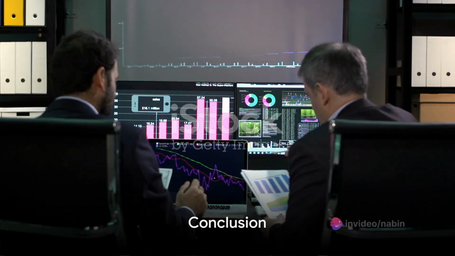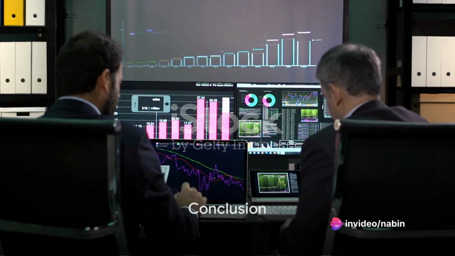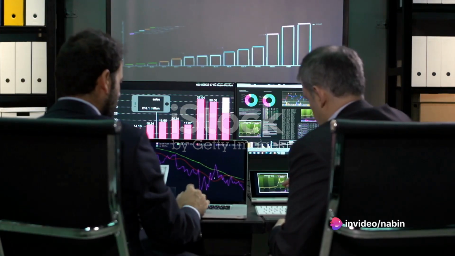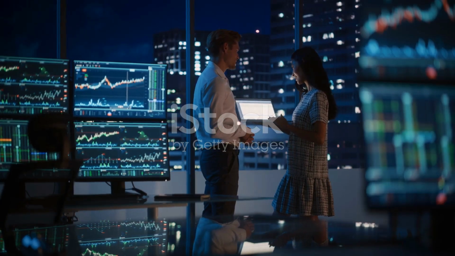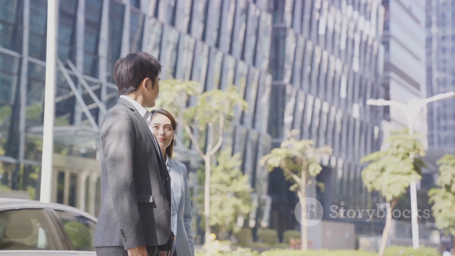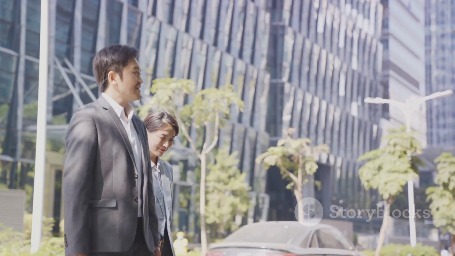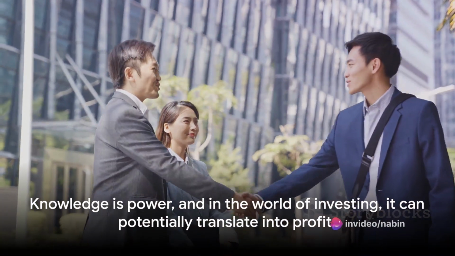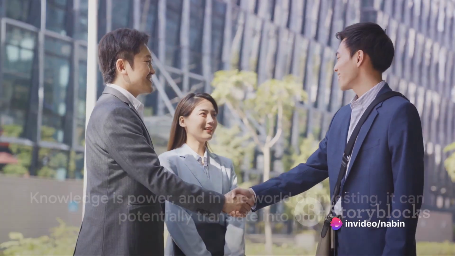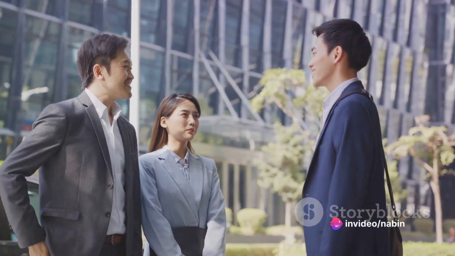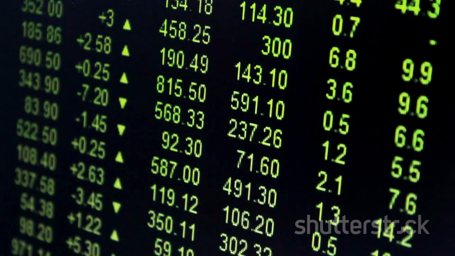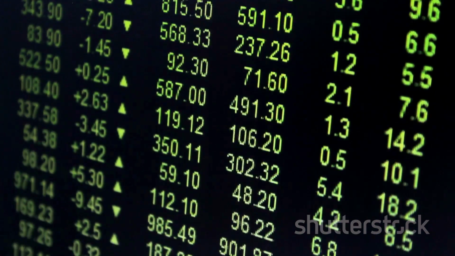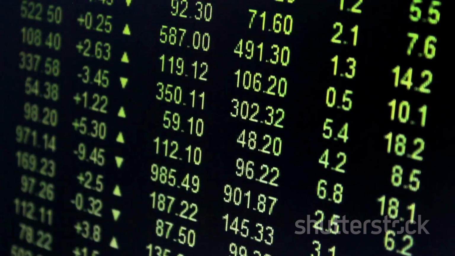In summary, knowing these parameters and their significance can equip you with the necessary tools to navigate the stock market. It can aid in identifying potential investment opportunities and help you make informed decisions. After all, knowledge is power, and in the world of investing, it can potentially translate into profit. So remember, PE, EPS, book value, and market cap are not just financial jargon, they are your allies in the exciting journey of stock market investment.